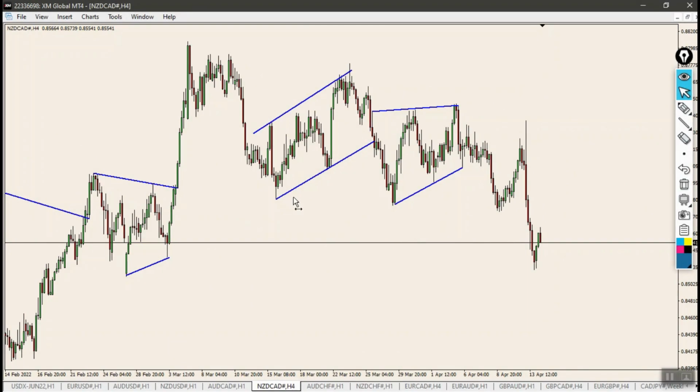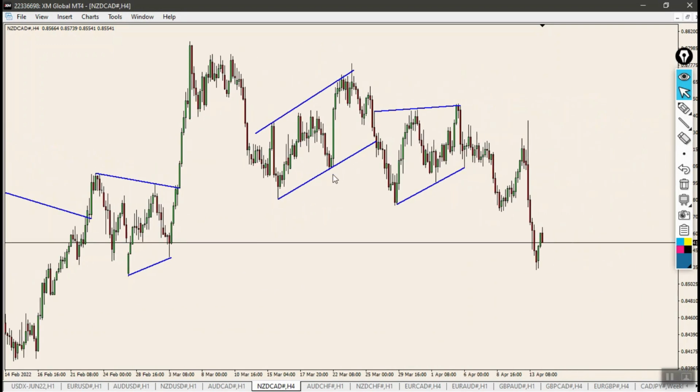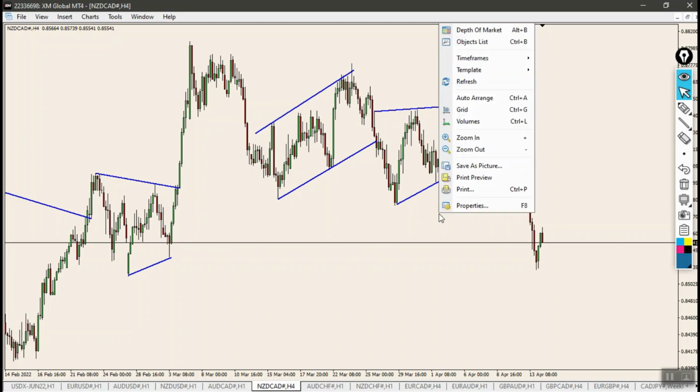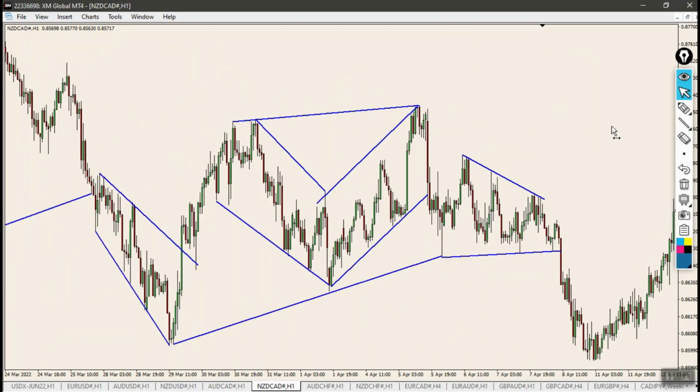On NZDCAD, we have a continuation pattern that has been built here. The market has moved. We have two patterns that are separated here, but this is not the example I want to go for. Let's go on a 1 hour so you can see what I'm talking about, right?